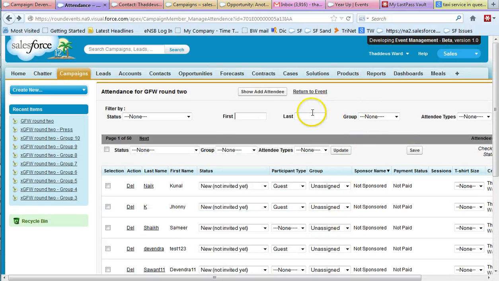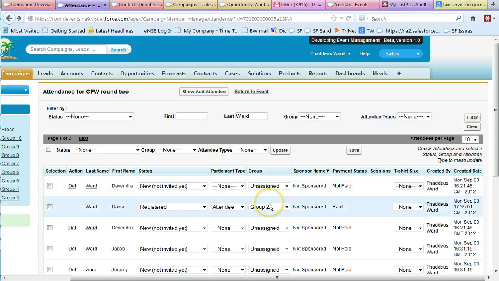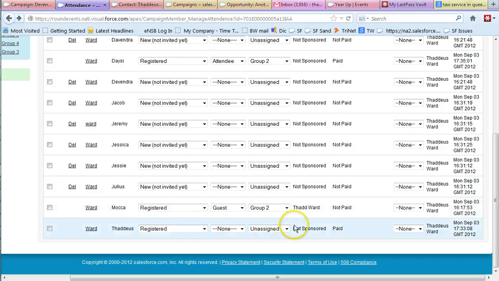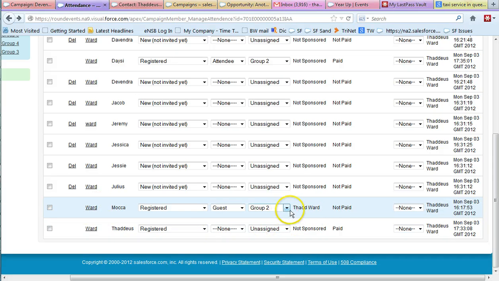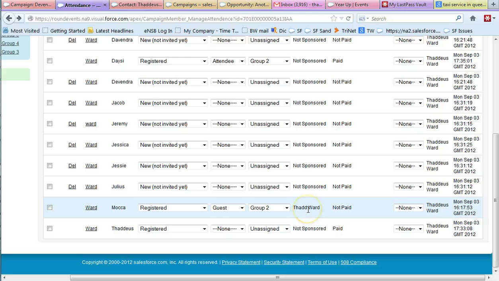But here, if we look for Ward, look at that, and I come down, I see, we've got this Mocha Ward person who is status of guest and has been invited by Thaddeus, this Thad Ward person. Okay, so that's what kind of tells us about the relationships that are there.